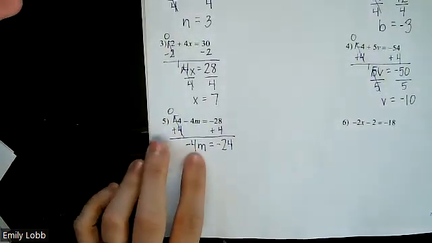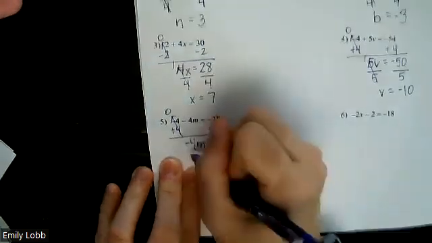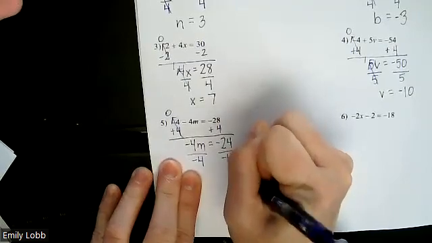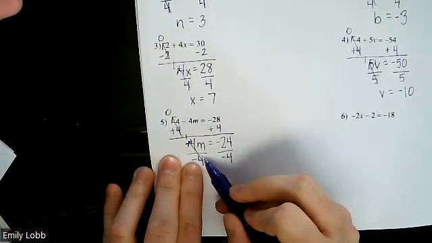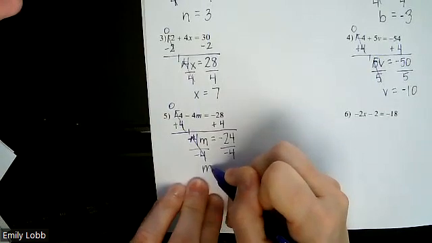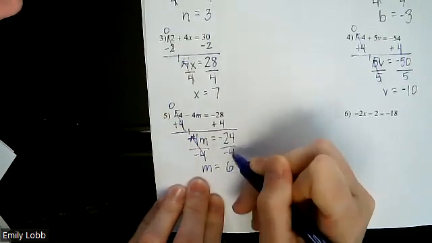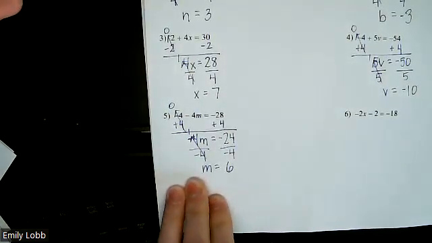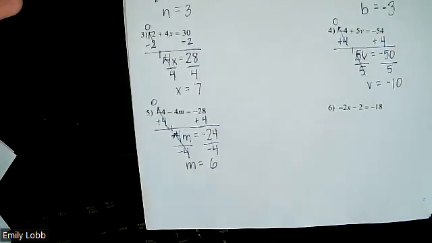Now, how do I get that negative 4 to become a 1? Divide it by itself. So negative 4 divided by negative 4 is going to give me a 1. Since I divided the left by negative 4, I have to divide the right by negative 4. So m is equal to 6, and it's positive because our signs are the same. So be careful because you're still seeing those integer rules come into play.